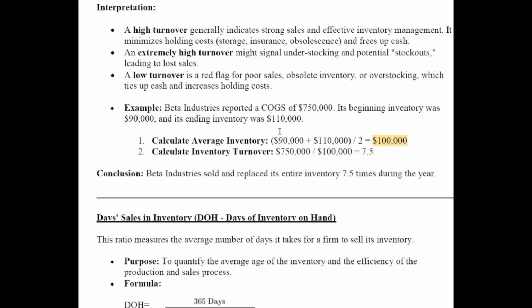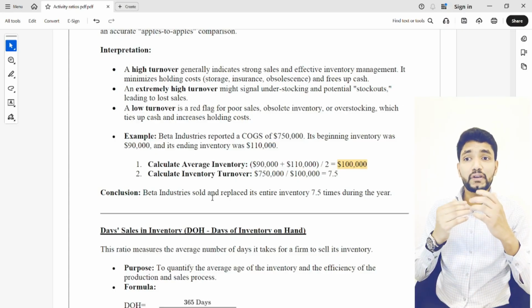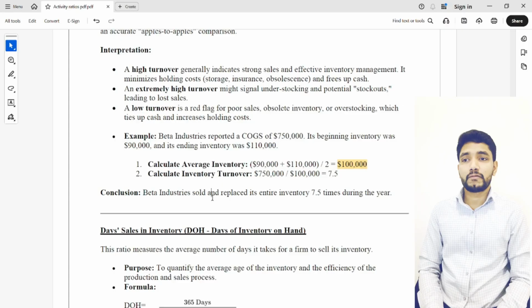Now we can directly calculate the inventory turnover ratio. That means cost of goods sold divided by average inventory, which is 7.5 times. So this company sold and replaced its average inventory 7.5 times.